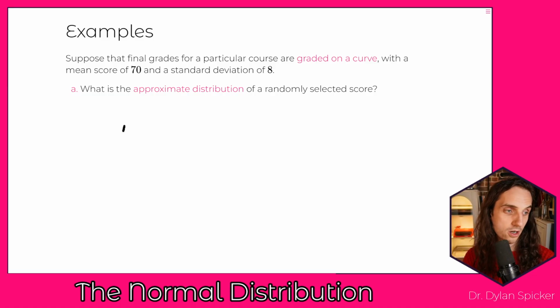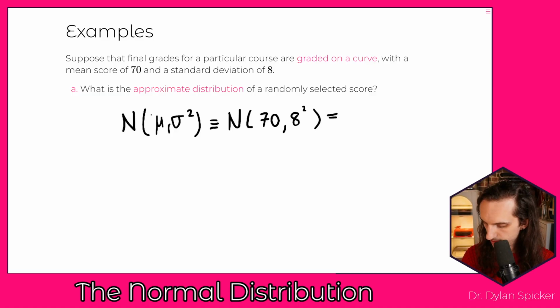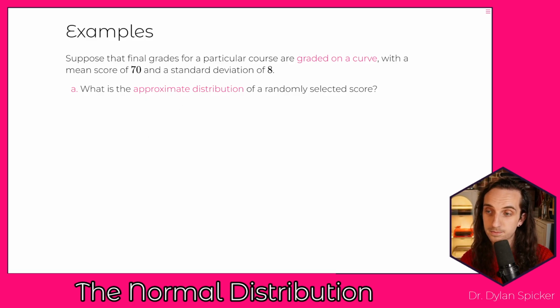So we know that we're going to be dealing with a normal distribution. The normal distribution requires two parameters. It requires the mean and the variance, so mu and sigma squared. And so what do we get here? Well, the mean is going to be 70, and the variance is the standard deviation squared. So that's 8 squared, and so that's going to be the normal 70, 64 distribution. So that's our approximate distribution for x here.